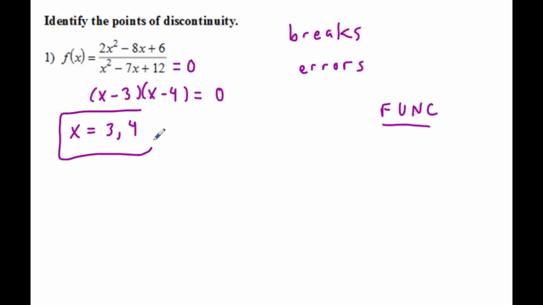So +3 and +4 are the issues. So our points of discontinuity are at x equals 3 and x equals 4. And if we graphed it on our calculator, you'd go to the table of values, and at 3 and at 4, both of those should say error for your y value.